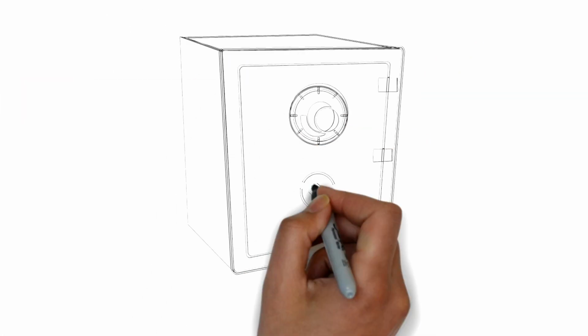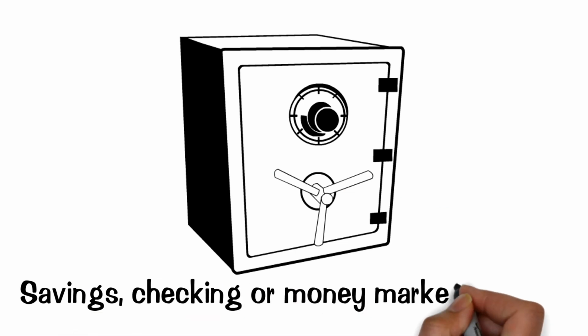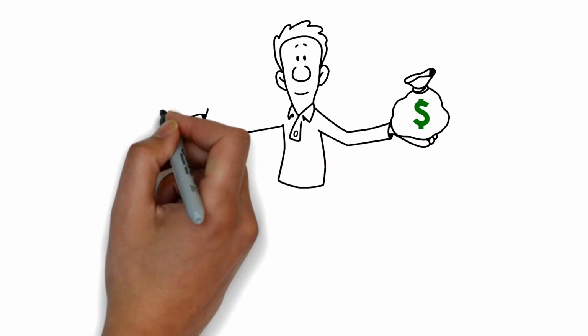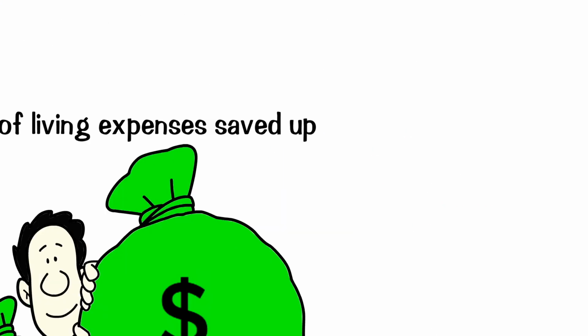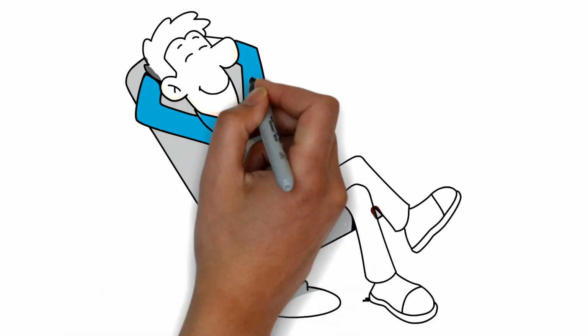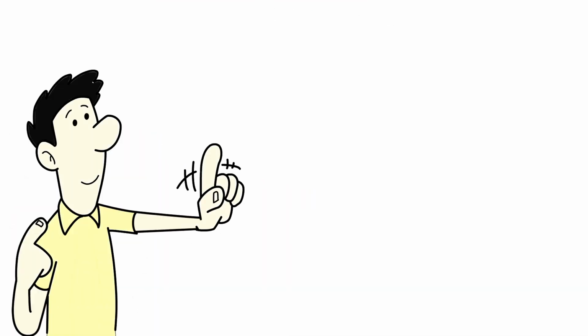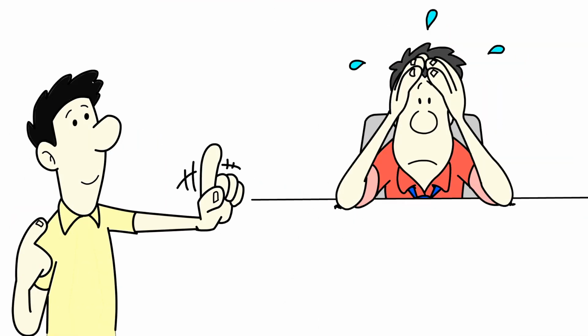Your emergency fund should be in a savings, checking, or money market account so you can easily access the cash in an emergency. I went even further in my life and have 1 year of living expenses saved up. This makes me feel incredibly at ease. I no longer have that nervous feeling in my stomach that I could go broke if something unexpected happens.